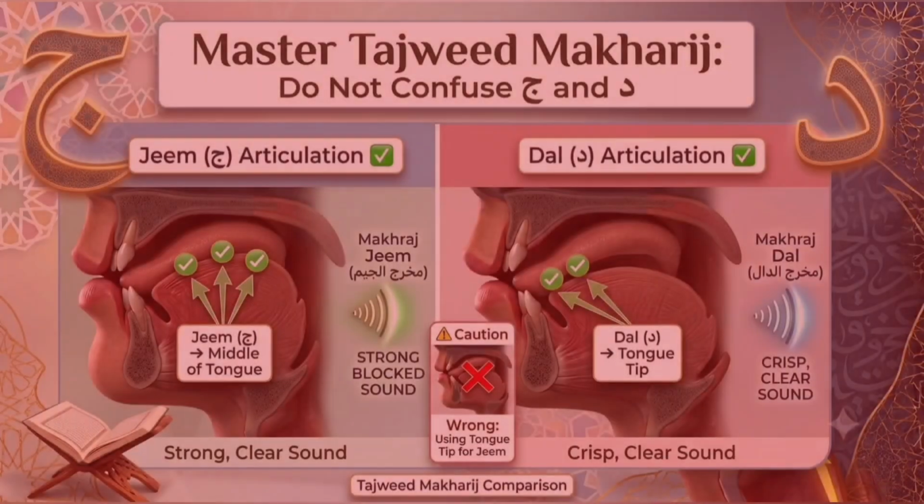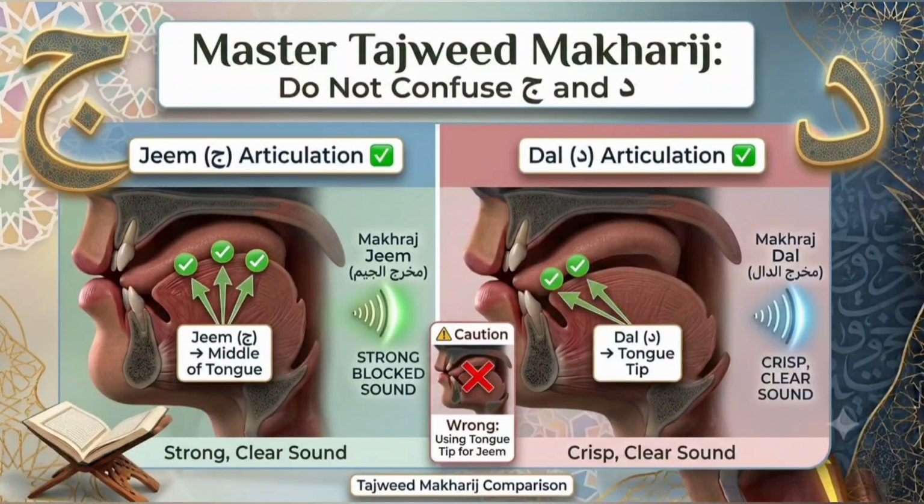Which part of the tongue is responsible for the letter Dal, and why is this relevant to Jeem? The tip of the tongue is used for the letter Dal. This is relevant because some students mistakenly use the tongue tip for Jeem instead of the middle of the tongue.